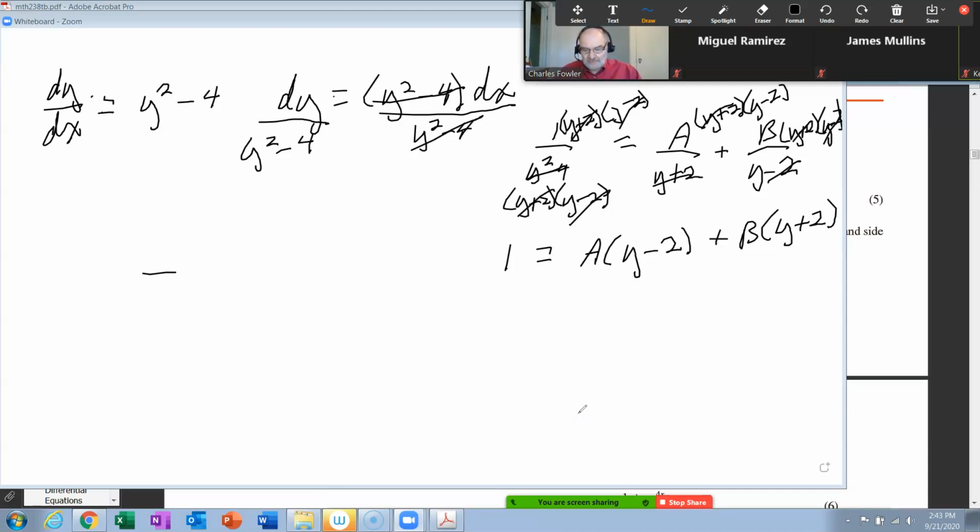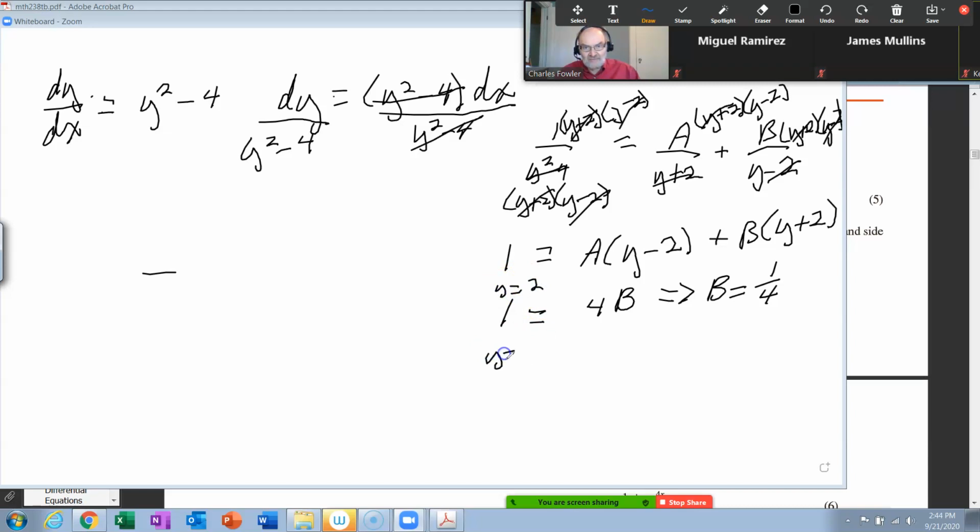Now, if you remember your partial fractions, this equation should be good for any values for y. So let's just let y equal 2. And what you would have then is 1, because there's no y over here. This would go to 0, and that would be equal to 4b, which of course would imply that b is equal to 1/4. And we'll let y equal negative 2.